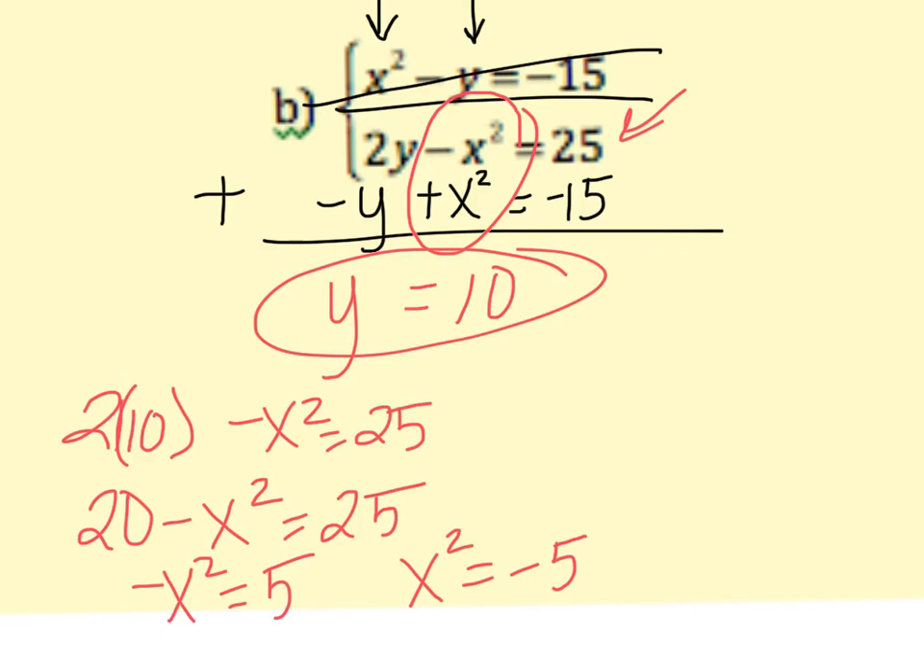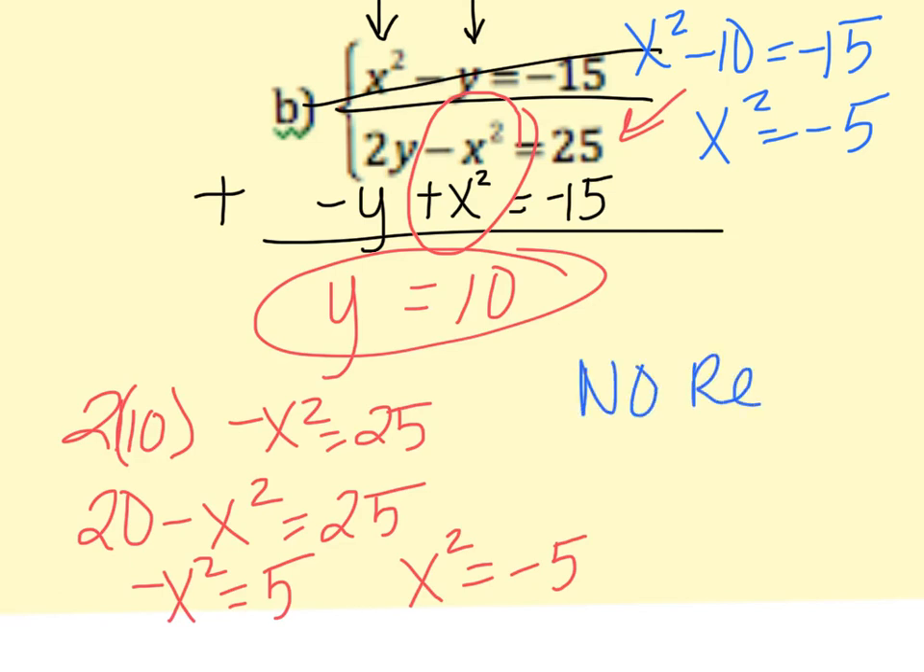But wait, I have an x squared equal a negative. That can't happen. So I'm going to try the first equation and see if that makes a difference. I still get x squared equal a negative number. And I know that if I keep on solving, I can't square root a negative number. So I'm going to go ahead and say that there's no real solution.